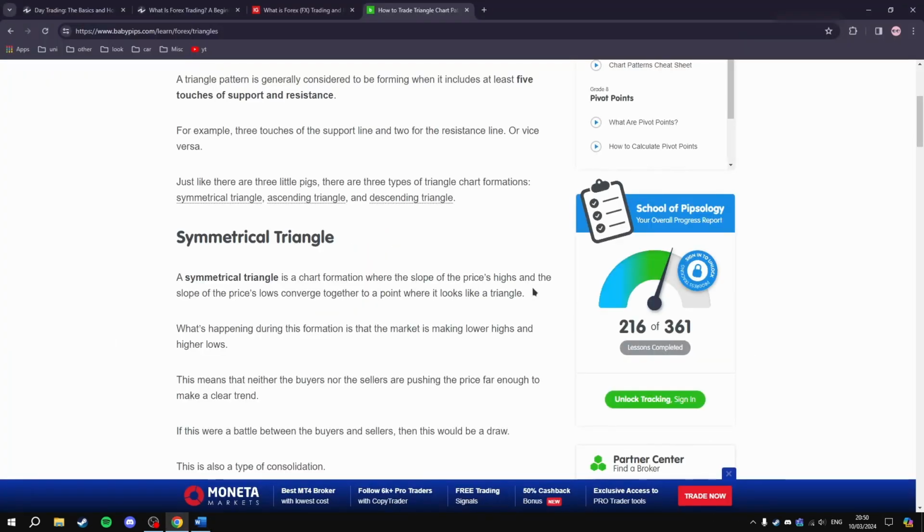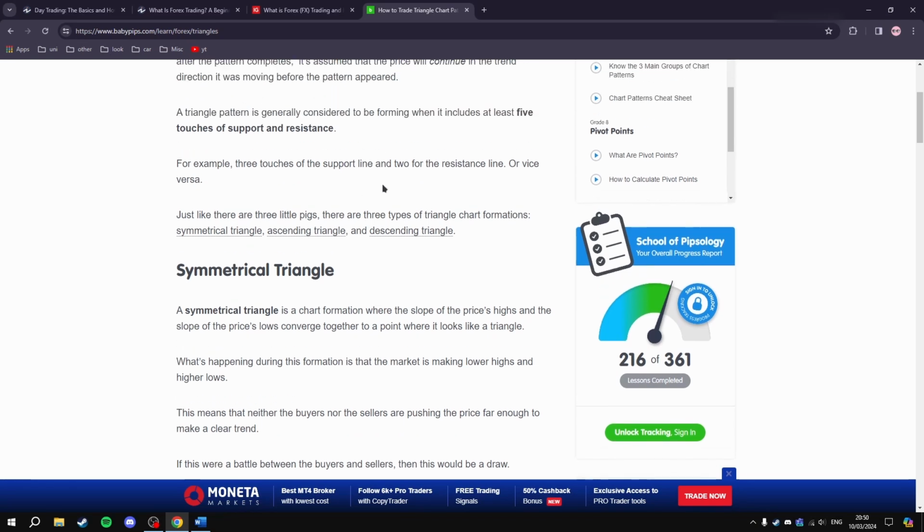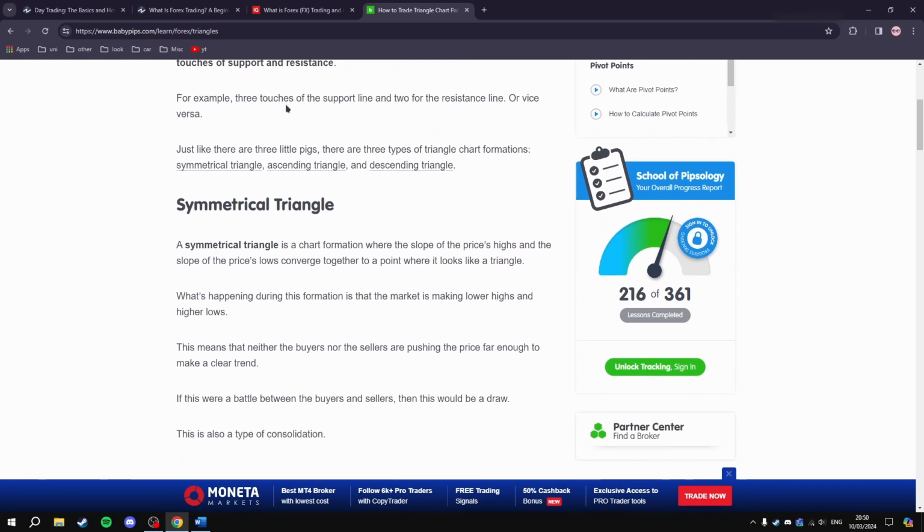So does that mean 5 support touches and then 5 resistance touches, or does that mean 5 either mixture of support and resistance? Okay, for example, 3 touches of the support line, 2 for the resistance line, or vice versa. Alright, okay, so it's like a mix. 3 touches of the support line, 2 of the resistance line.